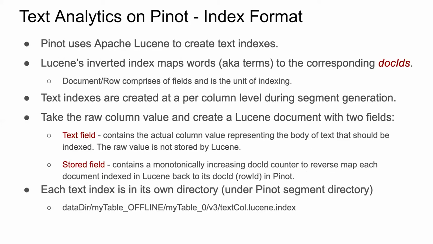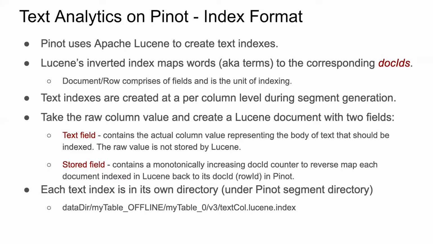All right, so let's talk about a few design details of text indexes. Pinot uses Apache Lucene to create the text indexes. Apache Lucene is basically a search engine-like library to do arbitrary text searches efficiently. The centerpiece data structure in Lucene is an inverted index, which basically maps words or terms to the corresponding doc IDs. Document or row is the unit of indexing in Lucene.